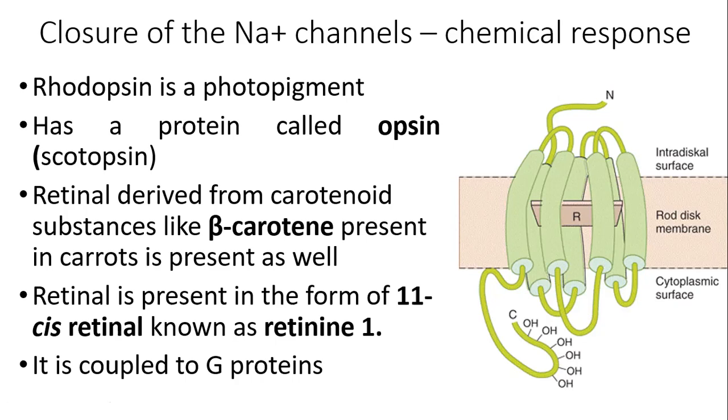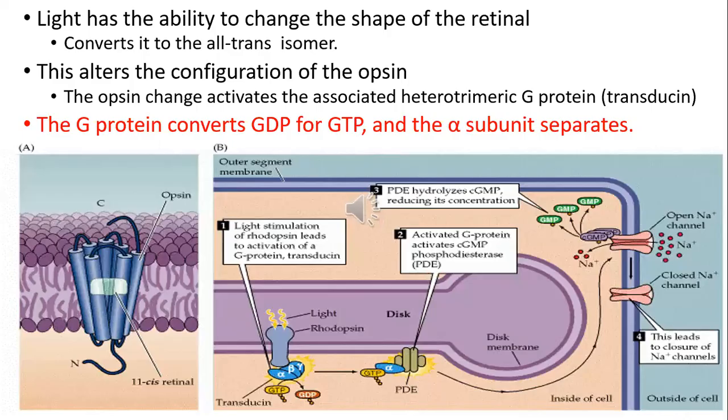Please pay attention, because the structure of this molecule is different from the one found in cones. We're talking about rod cells, so the one found in cones will be different. Here we have 11-cis retinol, known as retinene 1, and it's coupled to G proteins, meaning it's attached to what we call G proteins. This is just a mechanism diagram trying to show the cascade or the pathways.